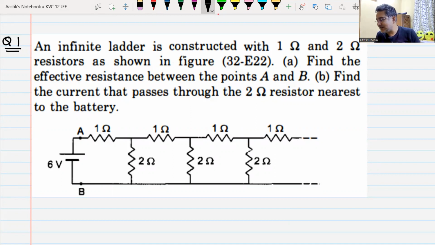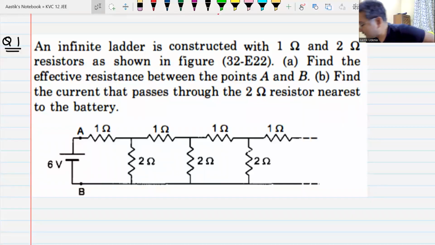An infinite ladder is constructed with 1 ohm and 2 ohm resistors as shown in the figure. Find the effective resistance between the points A and B. Once you are able to do that, find the current that passes through the 2 ohm resistor which is nearest to the battery. I'm not expecting that you can do that, but can you find the equivalent resistance? We will only concentrate on that part. I'll give you 2 minutes to get me the answer.